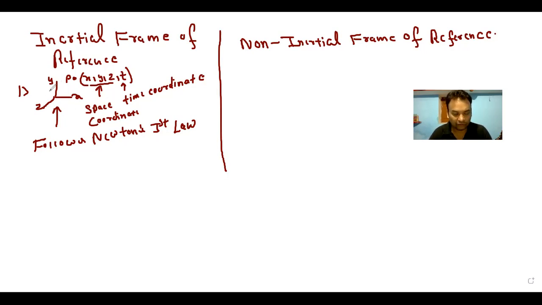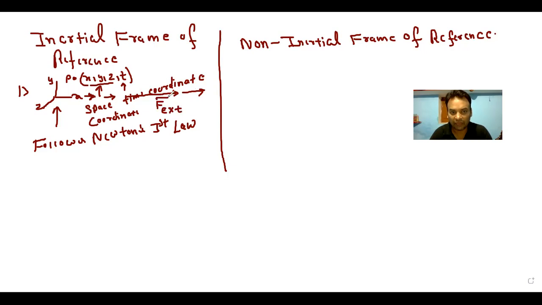Suppose this coordinate system is moving along the x-axis. It will keep on moving along the x-axis, which means it will keep on moving along a straight line in the absence of an external force, meaning F external is 0. There is no external force acting on this frame.